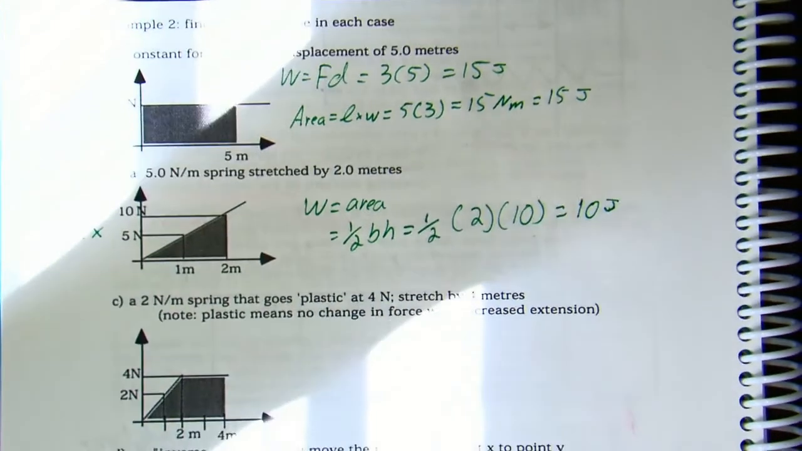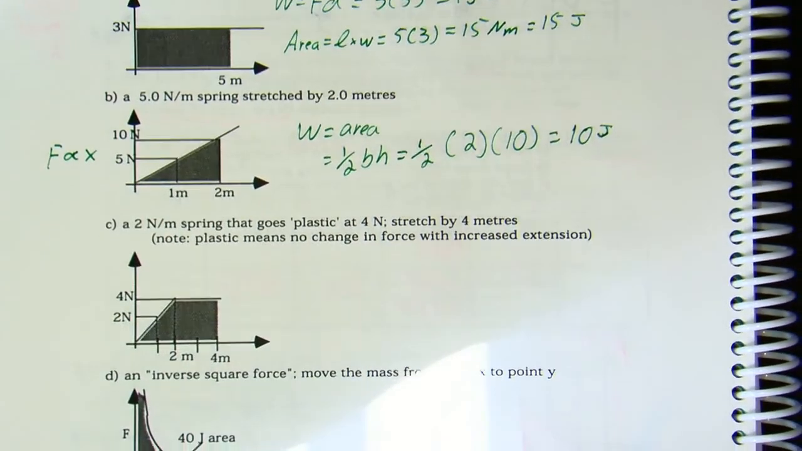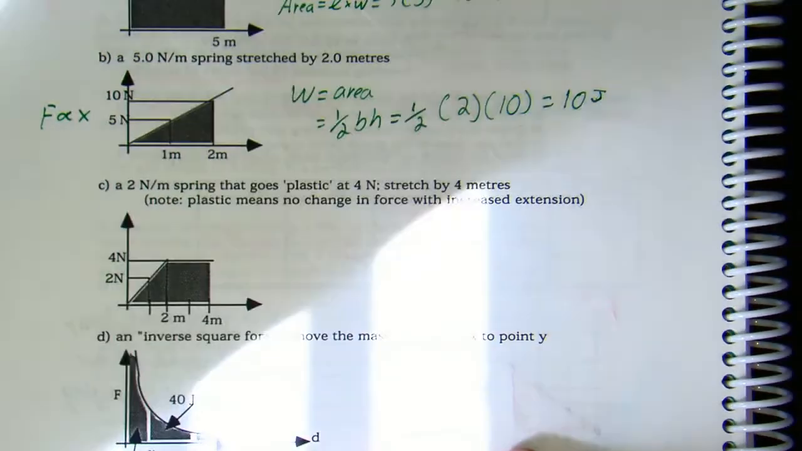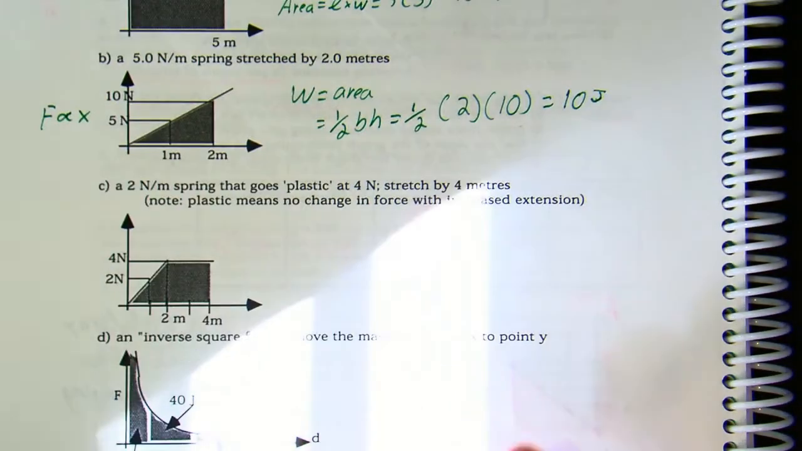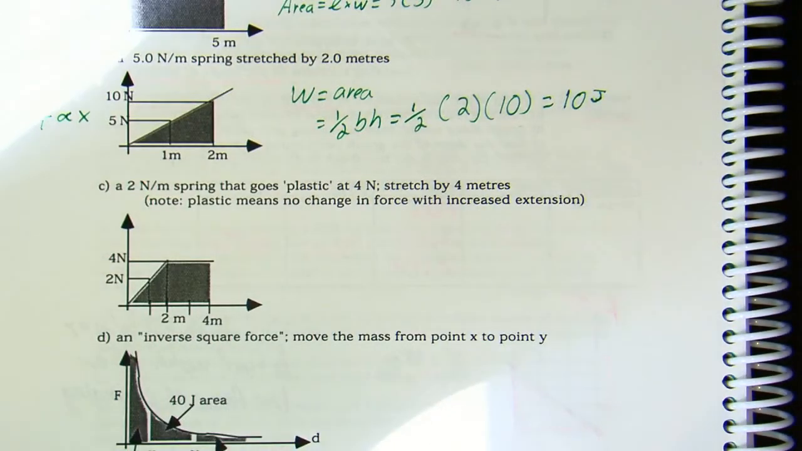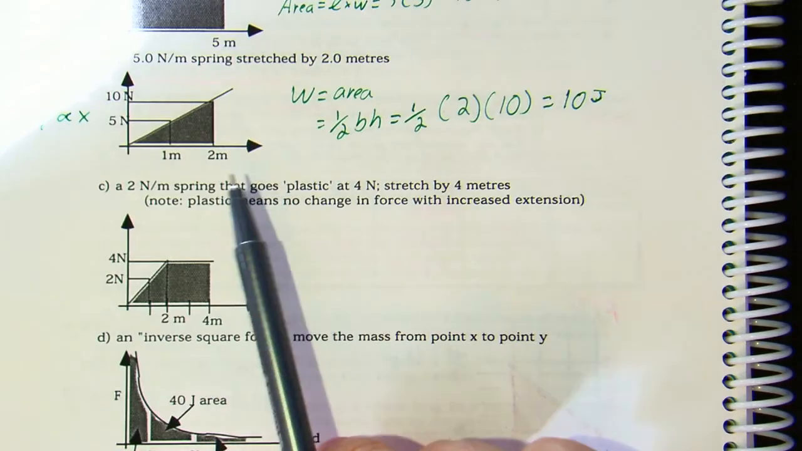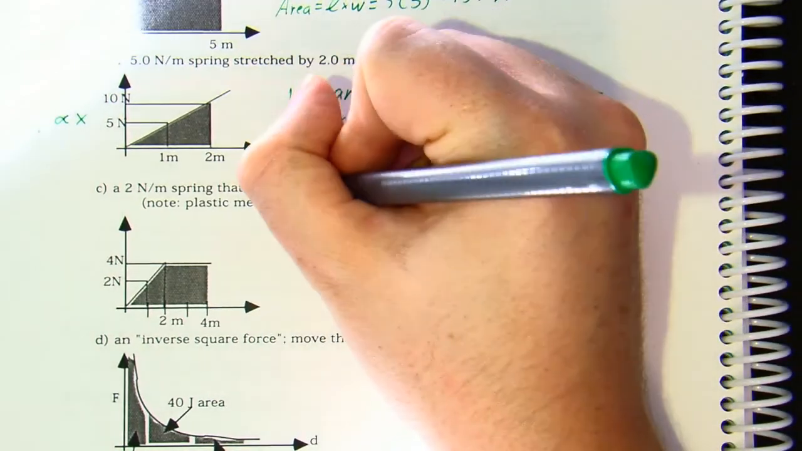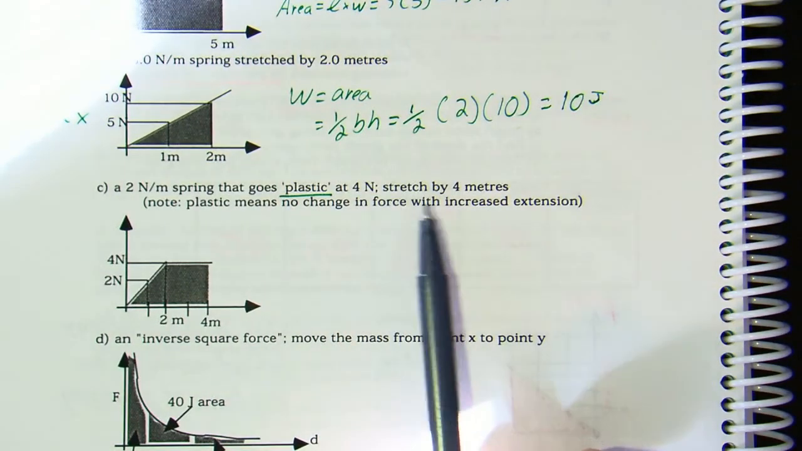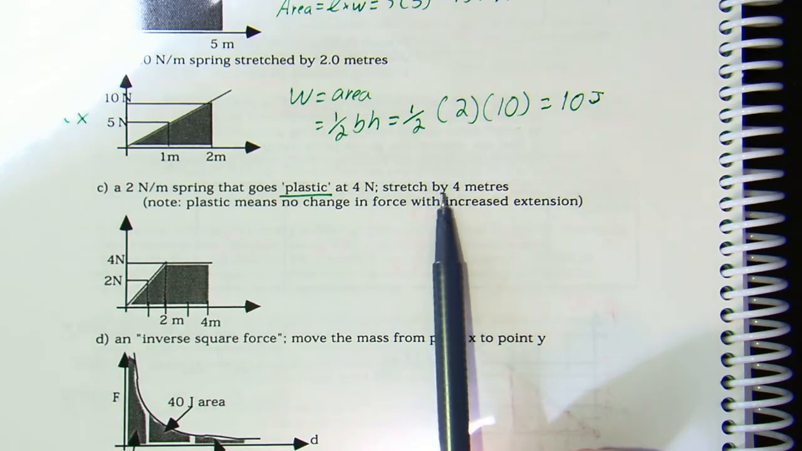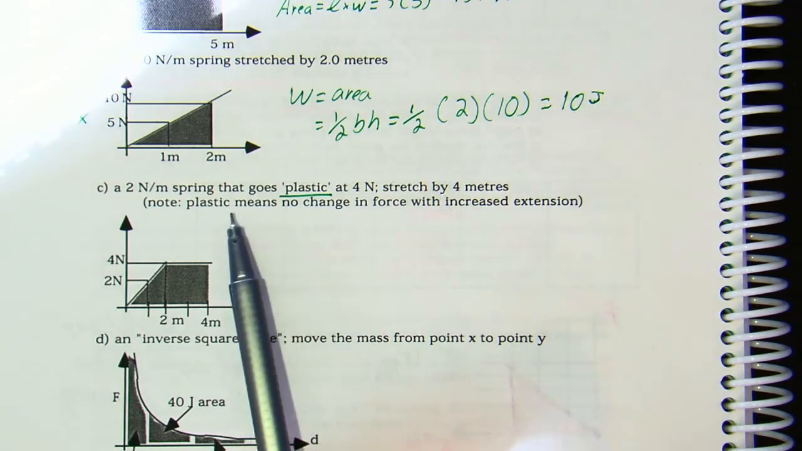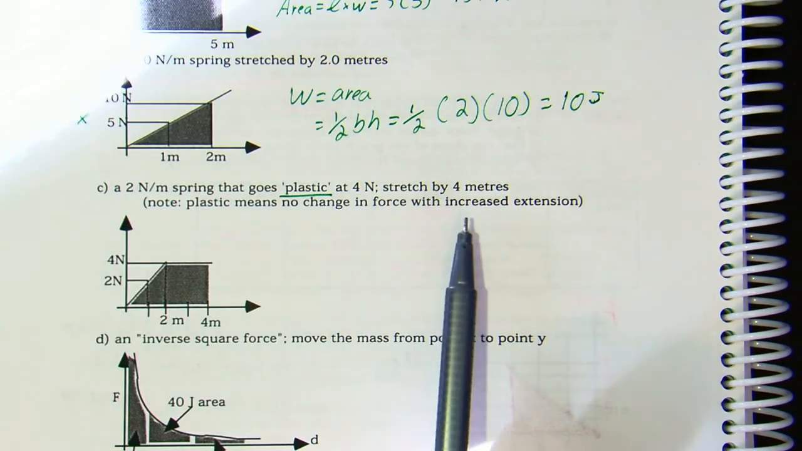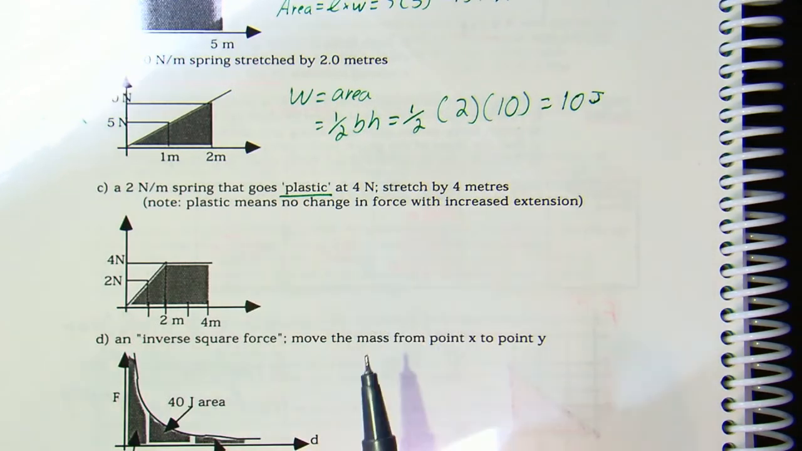Springs get weird though, as I've said. If you've ever played with a slinky, you see that if you stretch it too far, there. We have a 2 Newton per meter spring that goes plastic, is the language for that, at 4 newtons, stretched by 4 meters. So the plastic means that there's no change in the force with the increase of extension. At this point, you've broken your spring, or you've wrecked your slinky.